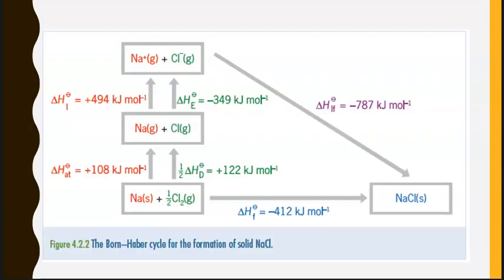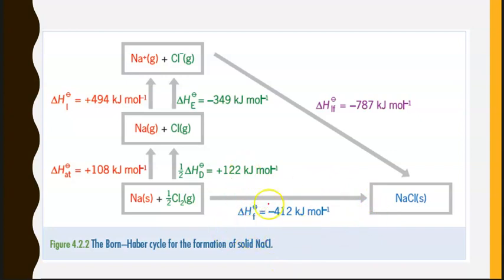Okay, so this is another way of drawing it. All of these are essentially cycles. What we're saying here, we take our solid, we atomize it, we take a half of our chlorine, we form the ions, and then this value here is our lattice formation, and this is our formation at standard conditions.